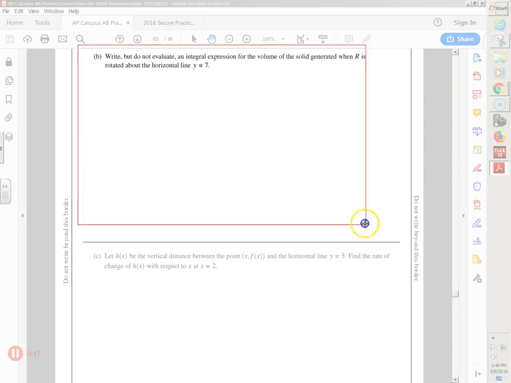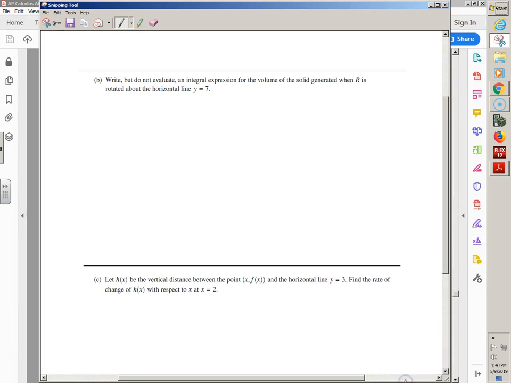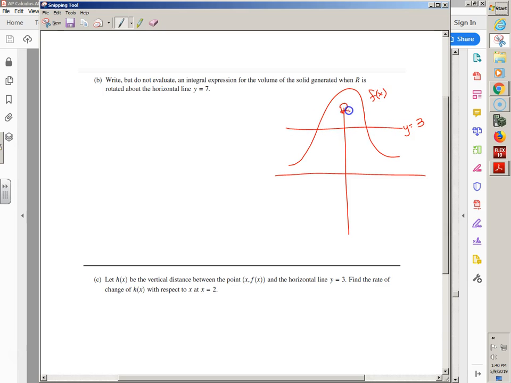Okay, let's talk about B and C real quick. Both of them use the same function f of x with the same region R in some way, shape, or form. I'm going to put the graph here for us to reference. We have y equals 3, we have our f of x, and we have our region R, all nicely shaded, with negative 1 and positive 1.